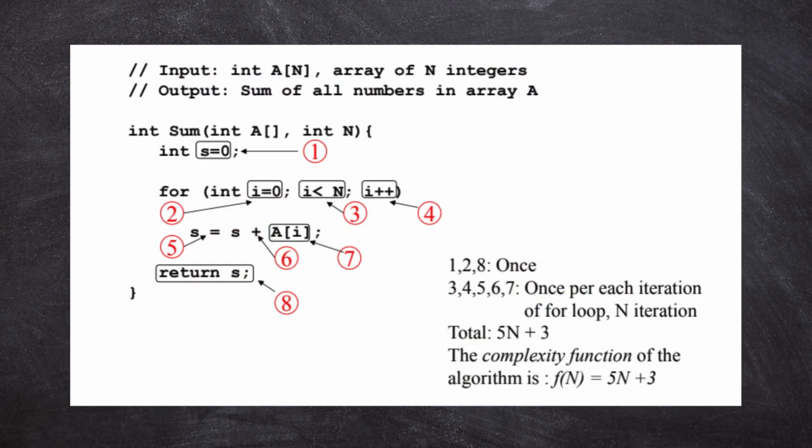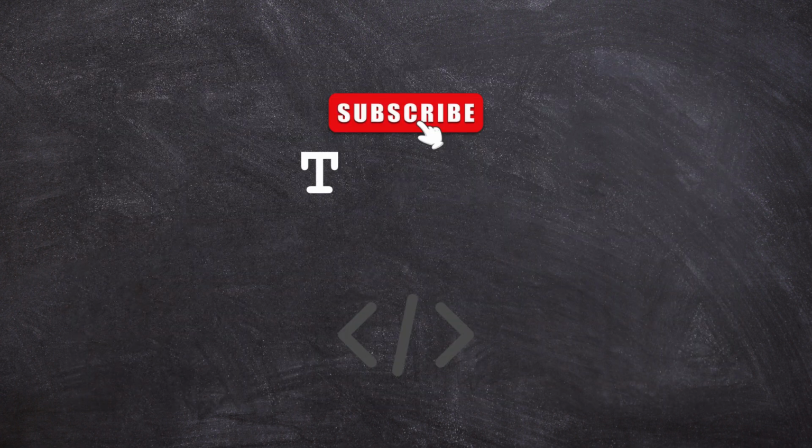Now let's reduce the theoretical complexity of this given code, which finds the sum of the given array. The operations at lines 1, 2, and 8 are executed once, while the operations inside the loop, the 3rd, 4th, 5th, 6th, and 7th, are executed n times. So if we combine them, we get a total complexity of 5n plus 3.